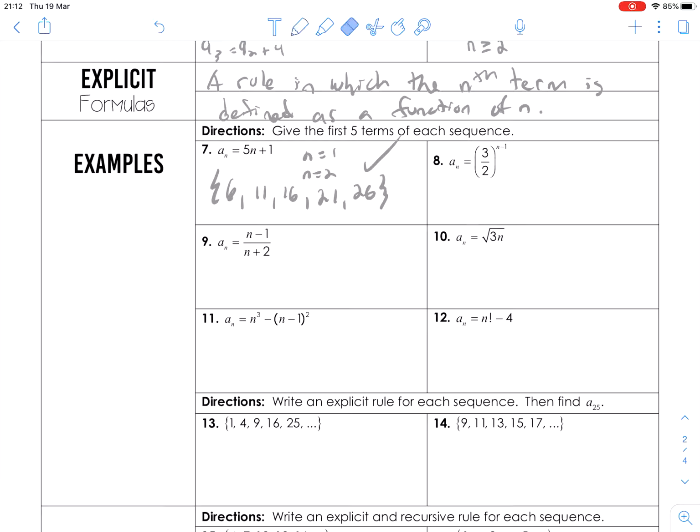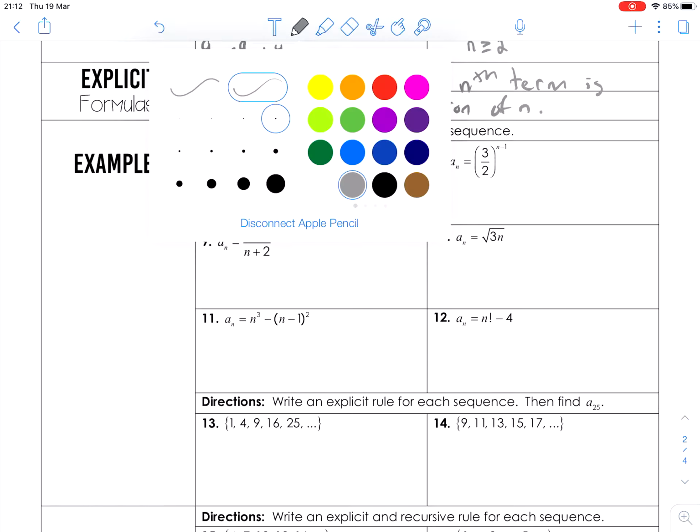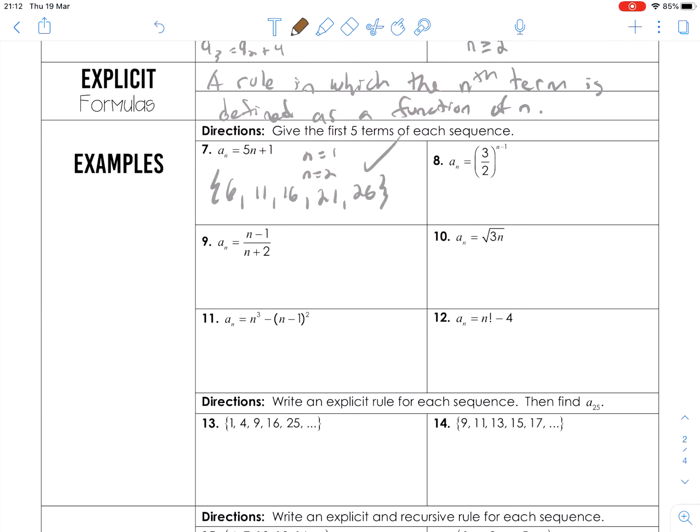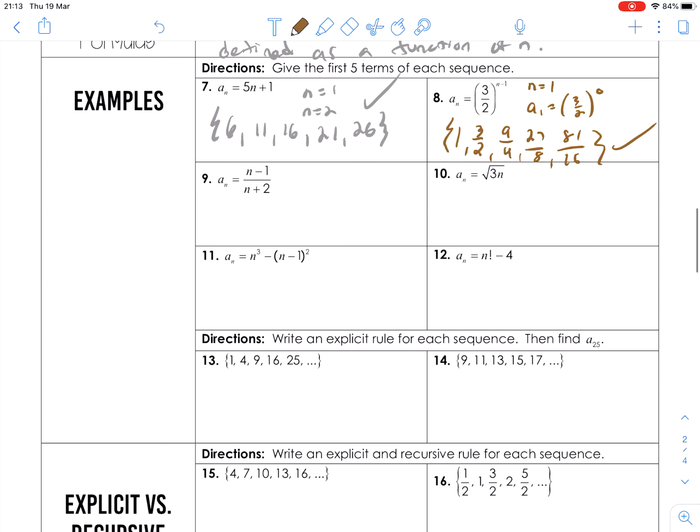What about this guy right here? Let's change colors. I'm tired of gray. Let's go brown, another unappreciated color. So if we had n equals 1, that would be a sub 1 equals 3 halves to the 1 minus 1, which is 0. That gives me 1. And when n is 2, that's going to be 3 halves to the first power, 3 halves. And then 3 halves to the second power, 9 fourths. Third power, 27 eighths. Fourth power, 81 sixteenths. Yep, sixteenths. Check. All right, they're all similar.